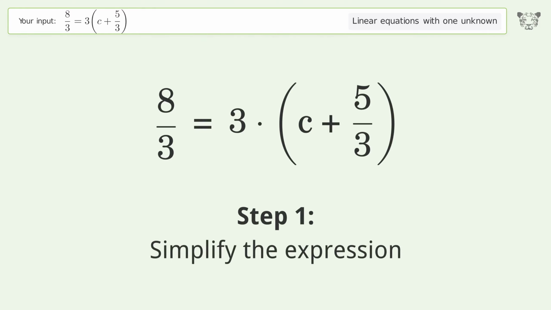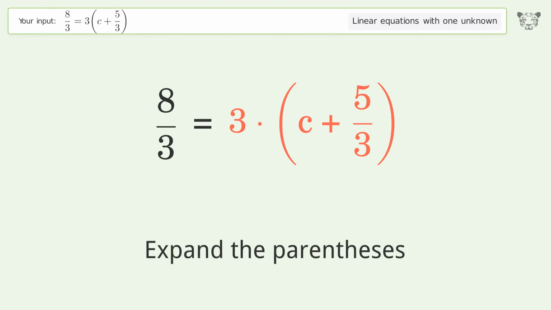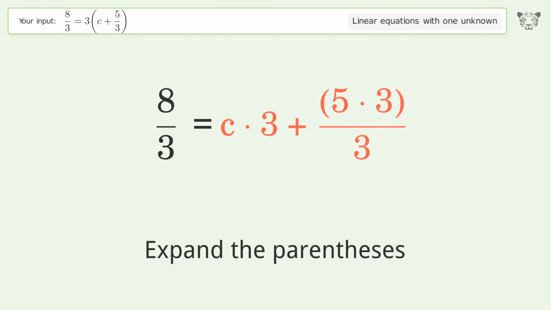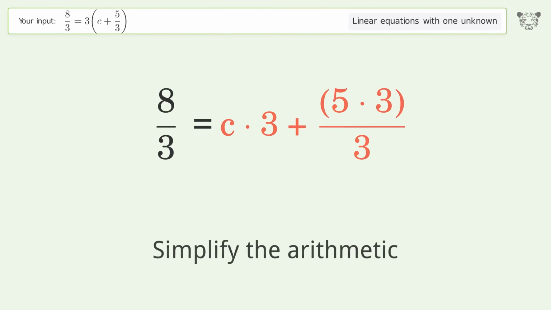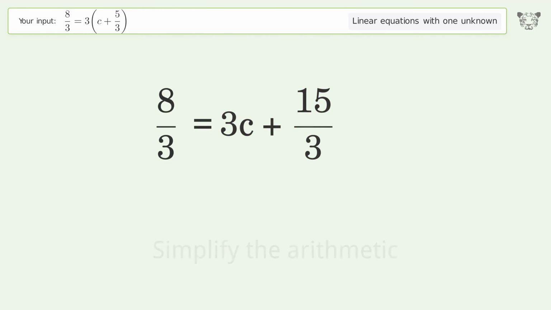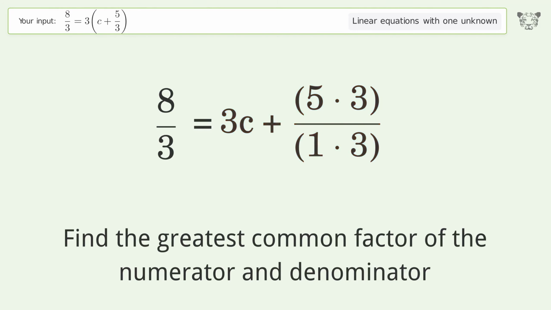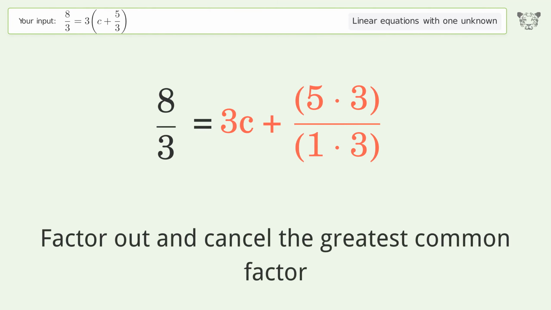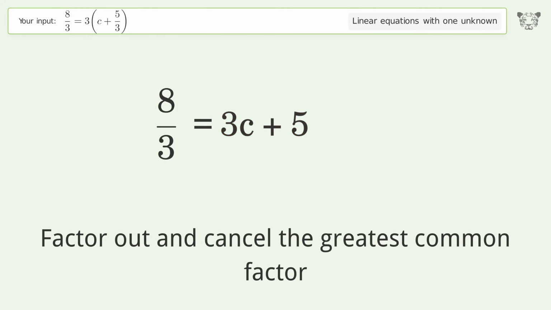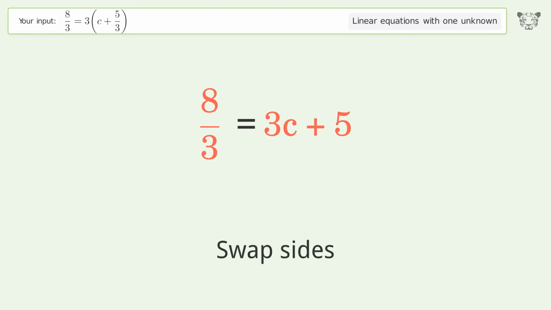Simplify the expression. Expand the parentheses. Simplify the arithmetic. Find the greatest common factor of the numerator and denominator. Factor out and cancel the greatest common factor. Swap sides.